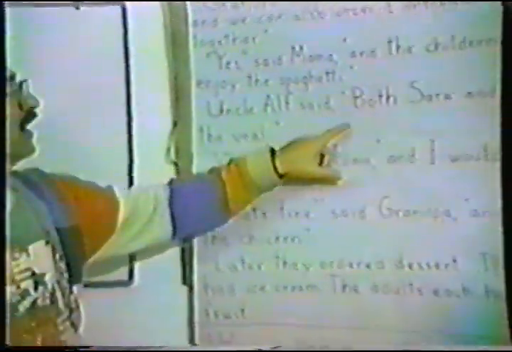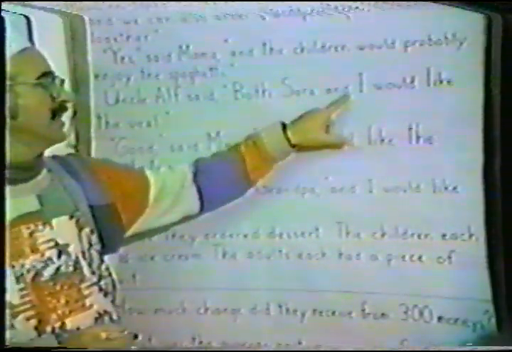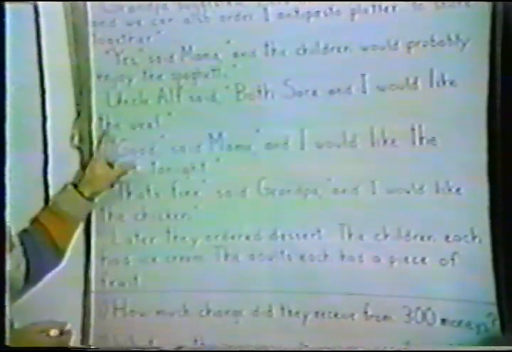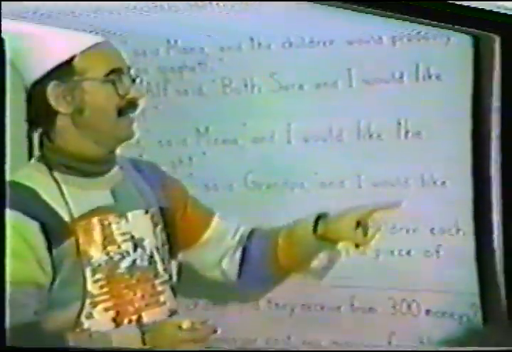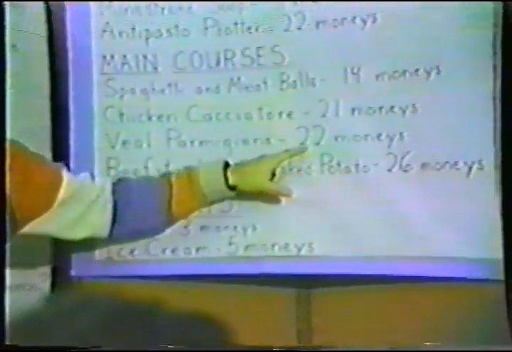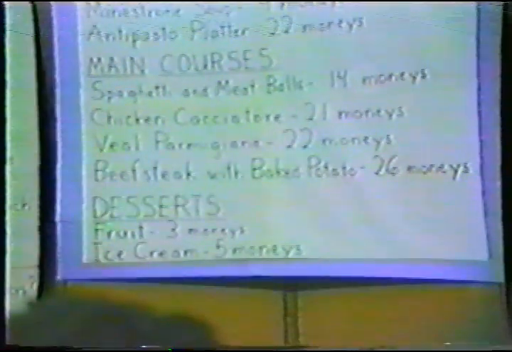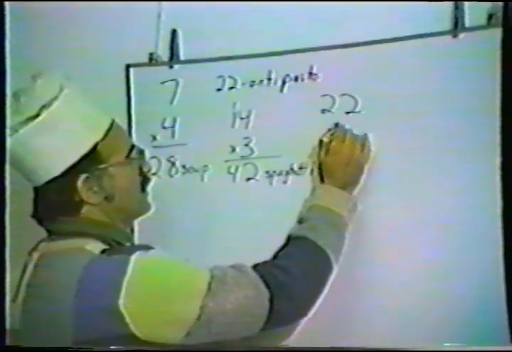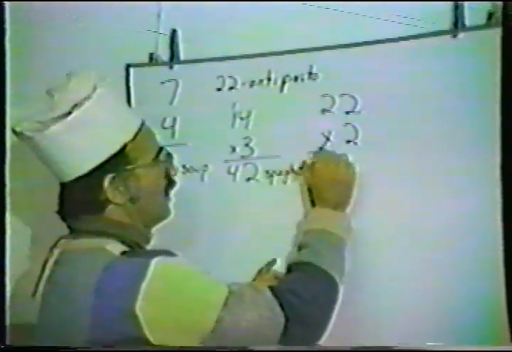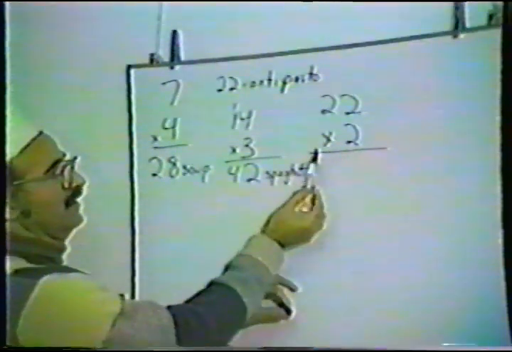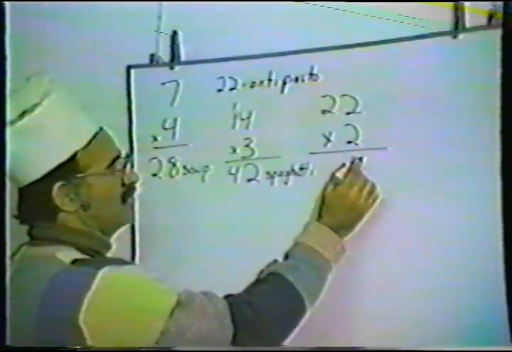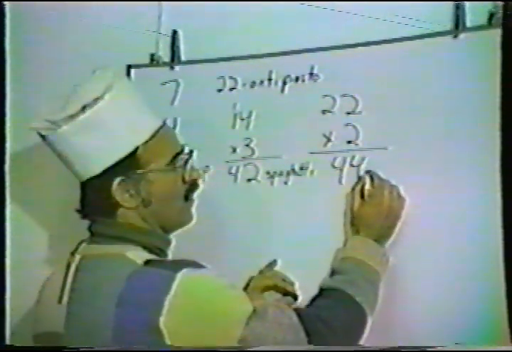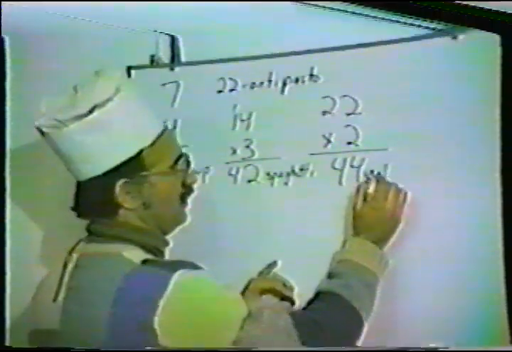Uncle Alf said both Sarah and I. How many people is that? 2. 2 people would like the veal. And the veal parmigiana cost 22 monies. 22 monies, 2 people. What do I do with those two numbers? Multiply. 2 times 2 is? 4. And 2 times 2 is? 4. 44 monies for what? Veal.